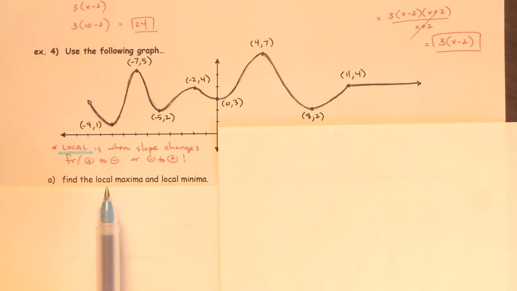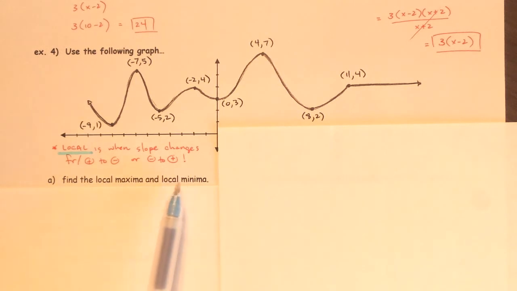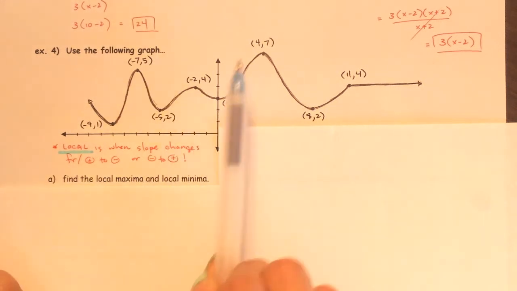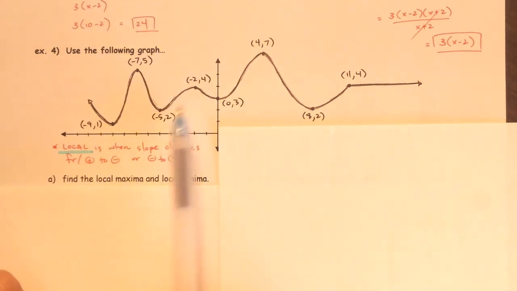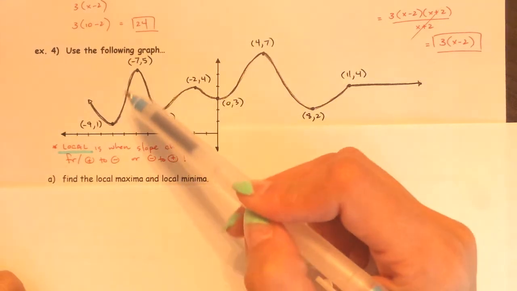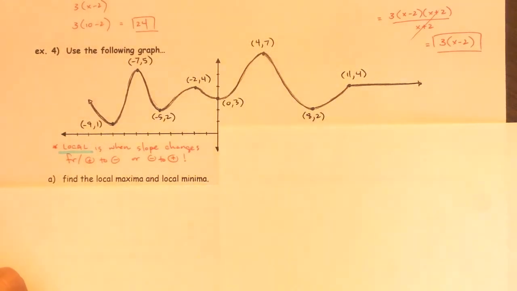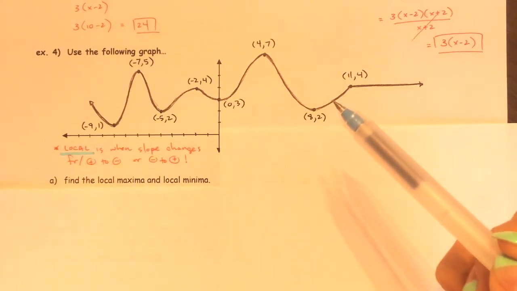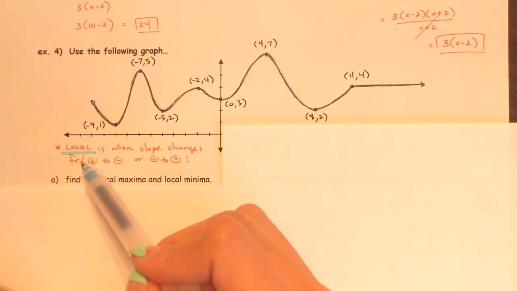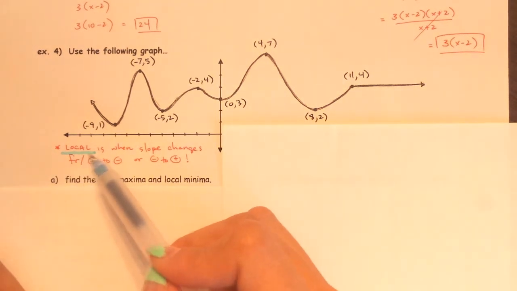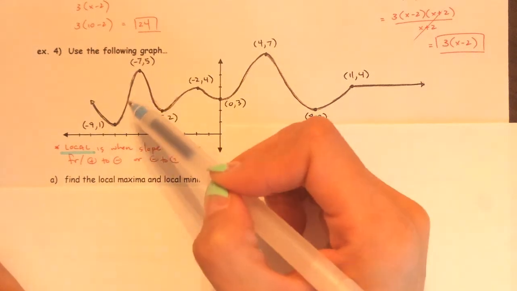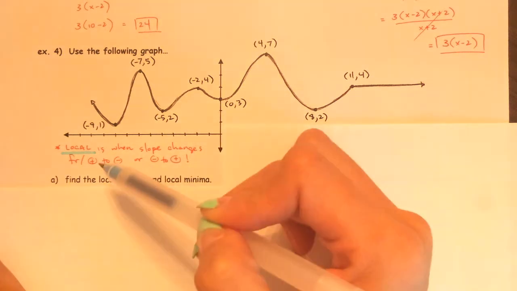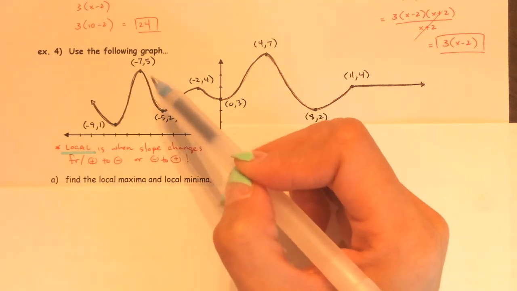When you're finding local maxima and local minima, you're basically finding all your maximums and all your minimums, right? So you're finding the very top of a hill, those are your maxes, and the very bottom of a valley, those are your minimums. Specifically, a local extremum is when slopes change from positive to negative or negative to positive. So a local max has to be the top of a hill.